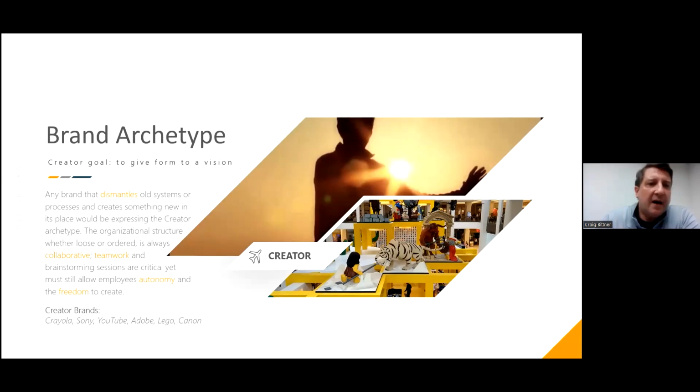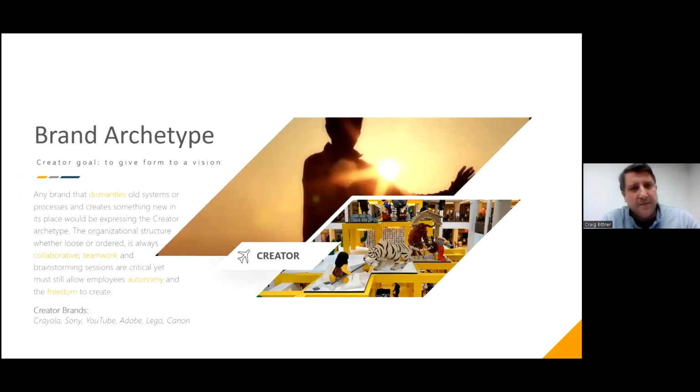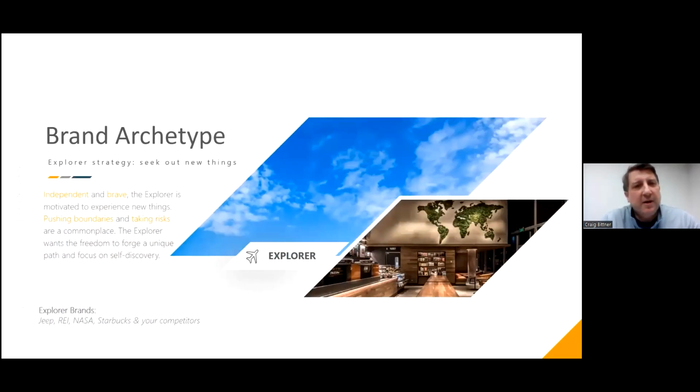The creator archetype is to give vision or to give form to a vision. Any brand that dismantles old systems or processes and creates something new in its place would be expressing the creator archetype. The organizational structure, whether loose or ordered, is always collaborative. Teamwork and brainstorming sessions are critical, yet must still allow employees autonomy and the freedom to create. Some creator brands that you might be familiar with are Crayola, Sony, YouTube, Adobe, Lego, and Canon. I'm just going to go through 3 of these.